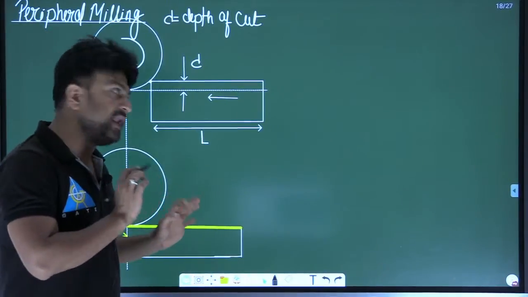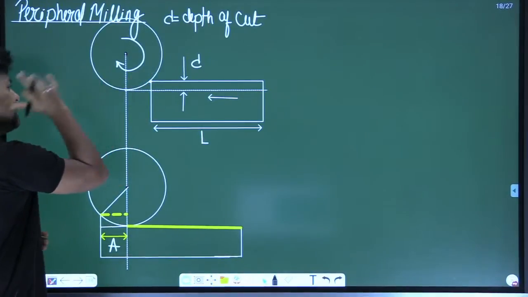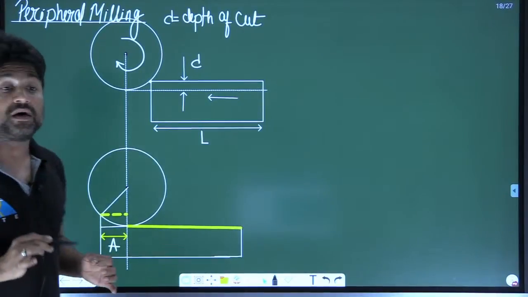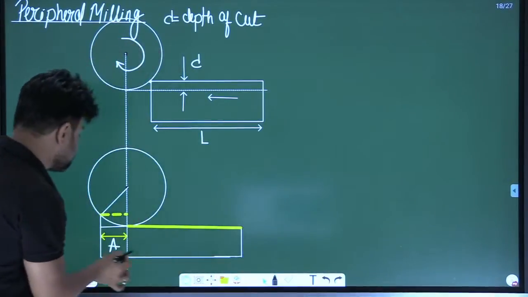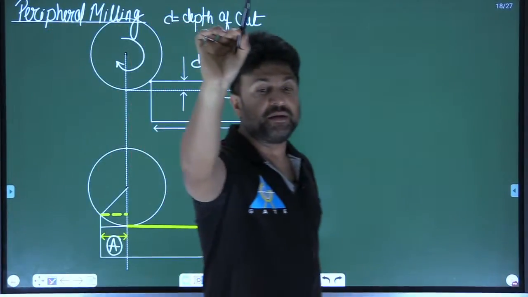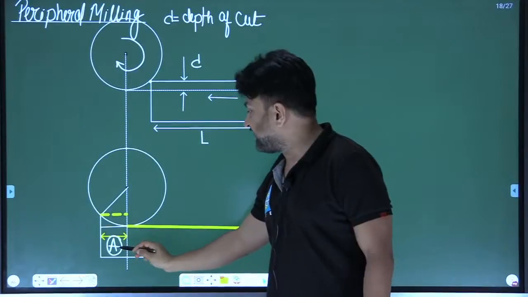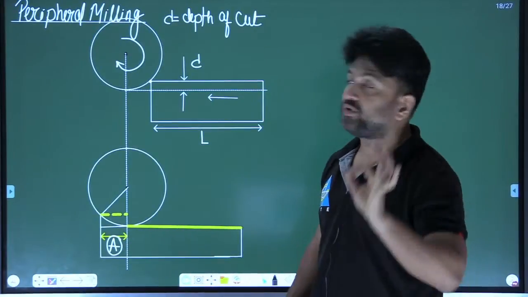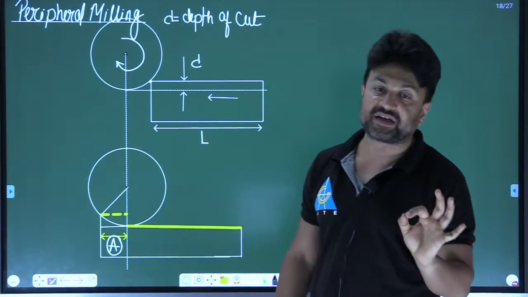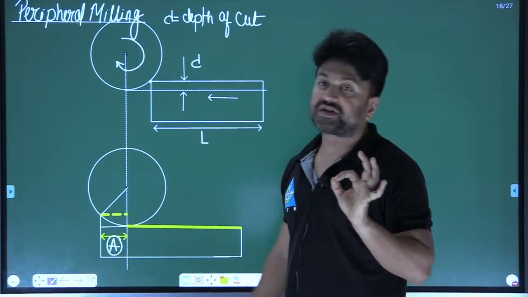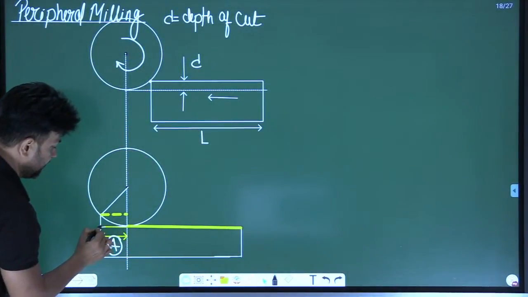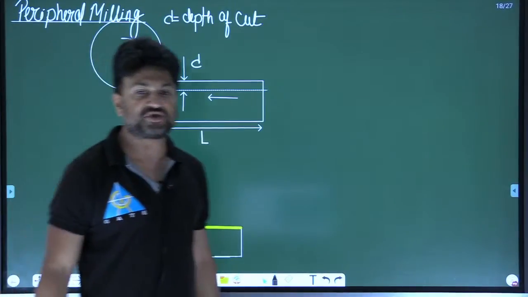After completing L length, the workpiece will travel L length. After that, the workpiece has to travel an extra distance. What is that? That is A. Am I clear? Those who are not understanding why A, please let me know and I will explain. The work table has to move A length, then the machining will be completed. Yes or no?